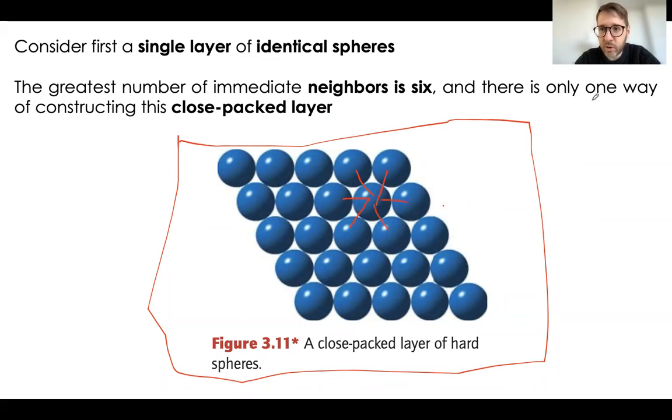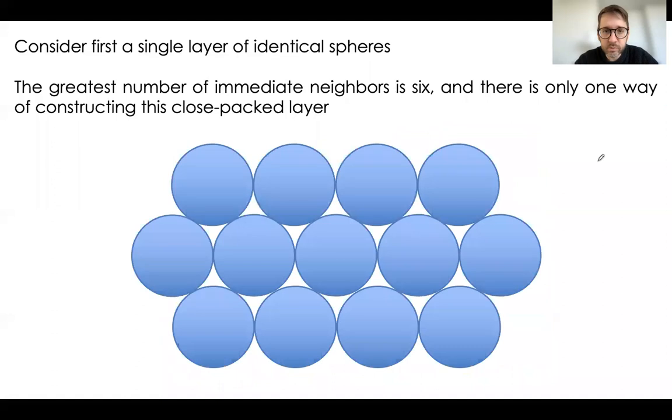So this is the only way to construct this closed packed layer, which is the most efficient way to pack a single layer of identical spheres. Okay, so we have here, therefore, another representation of this closed packed arrangement of spheres in one layer, in which we have 6 immediate neighbors for each one of the spheres.